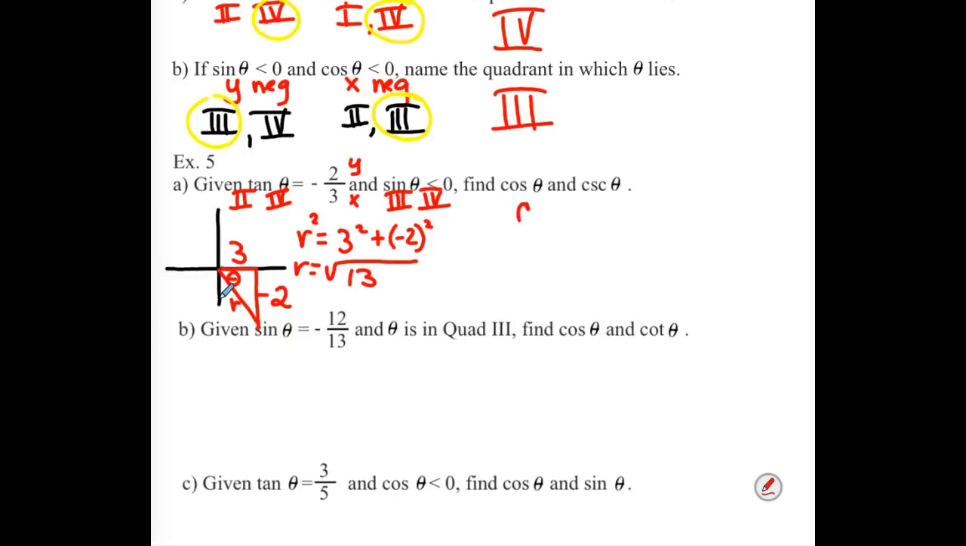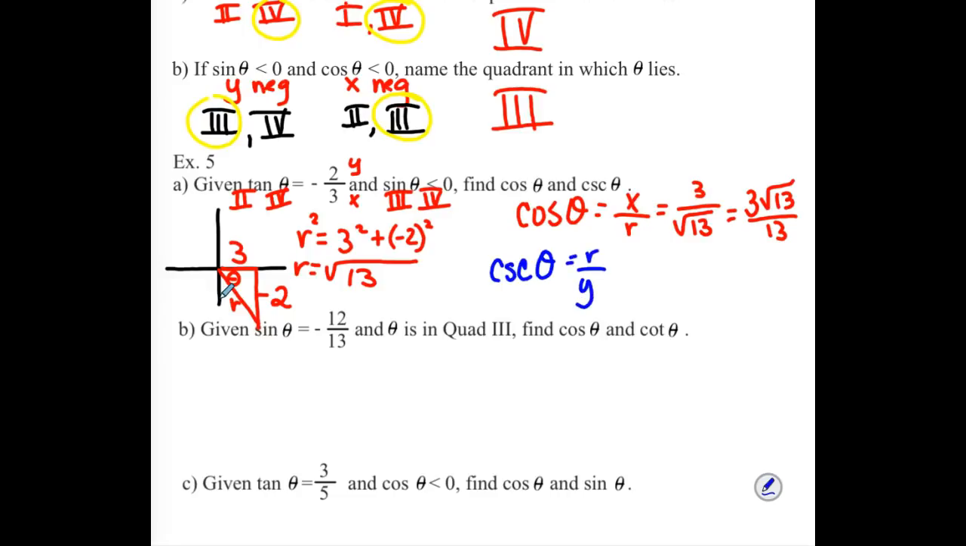Now they are asking us to find the cosine. Right? Cosine is our x divided by r. In this case, x was 3, and r was the square root of 13. So rationalized, we would say 3 root 13 divided by 13. Cosecant is the reciprocal of sine, and sine was y divided by r, so cosecant would be r divided by y. Our radius was the square root of 13, and we said our y-coordinate was negative 2. So negative root 13 over 2.